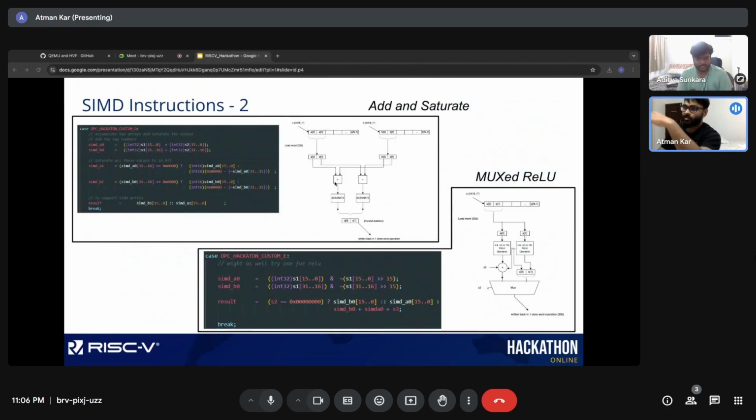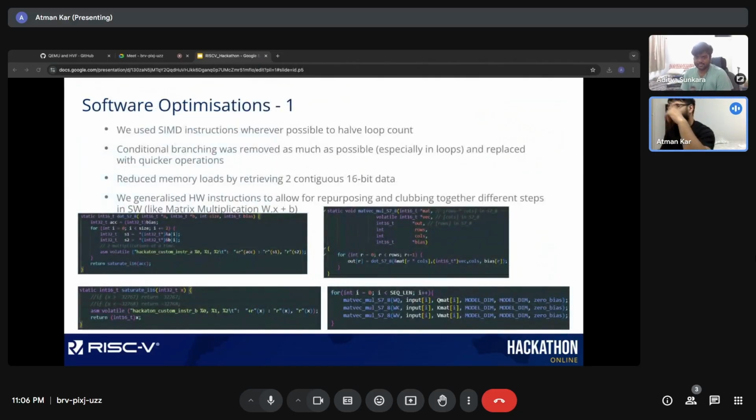Similarly for the add and saturate, these are instructions where you can add two arrays in parallel at a time. And similarly for the ReLU, we have two locations where it's being used. One is where you read in two samples and compute the ReLU on both of them. Another is where you keep accumulating the ReLU. So we've developed an instruction where you can provide a muxed input, where you either just give the concatenated output of 32 bits or you can sum it and accumulate it with the previous. So yeah, moving on to the software optimizations.